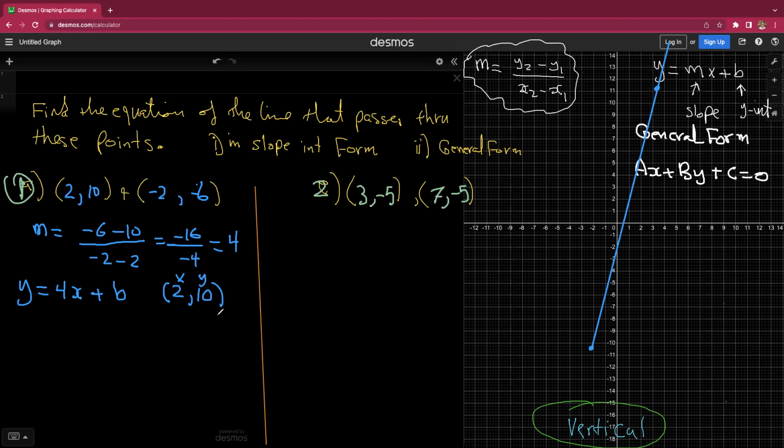So all you need to do is just sub these numbers in here. y is 10, x is 2, so that's 4 times 2 plus b. 10 equals 8 plus b. 10 minus 8 is 2, 8 minus 8 is 0, and you're left with b. Or 8 plus 2 gives you 10, so b must be 2. And therefore, your equation is y equals 4x plus 2, since you found b is 2.